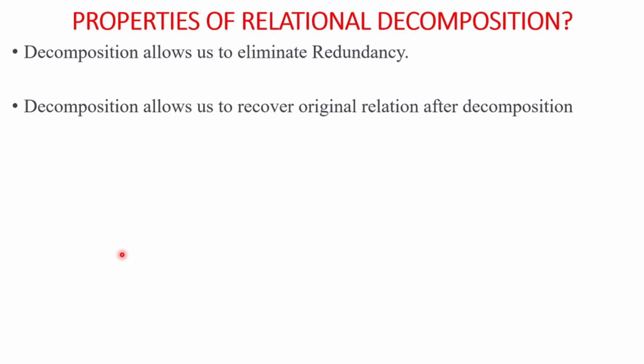Now the properties of relational decomposition. Decomposition allows us to eliminate redundancy. Why do we divide the single table into smaller tables? To avoid redundancy or duplicate data. And decomposition allows us to recover the original relation after decomposition. After dividing into smaller tables, if you want your original table back, you can do that. So you can recover the original relation after decomposition also.